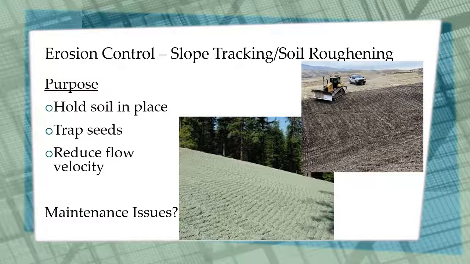Next is slope tracking or soil roughening. The purpose of this is to hold the soil in place by firming it down. It also helps trap the seeds in the little grooves that are created from the tracks. Also, the roughening from the tracks reduces the flow velocity of the water as it runs over it. Some of the maintenance issues to consider are making sure that you do your slope roughening when you know that there isn't rain in the forecast. Additionally, it's really critical that the soil roughening or the tracking be done up and down the slope and not parallel to the slope.